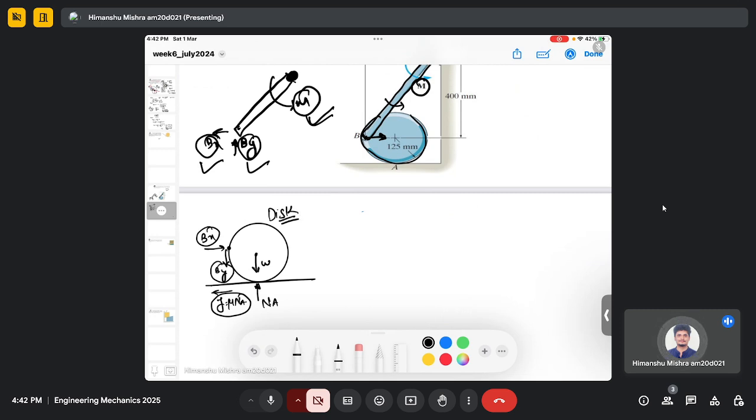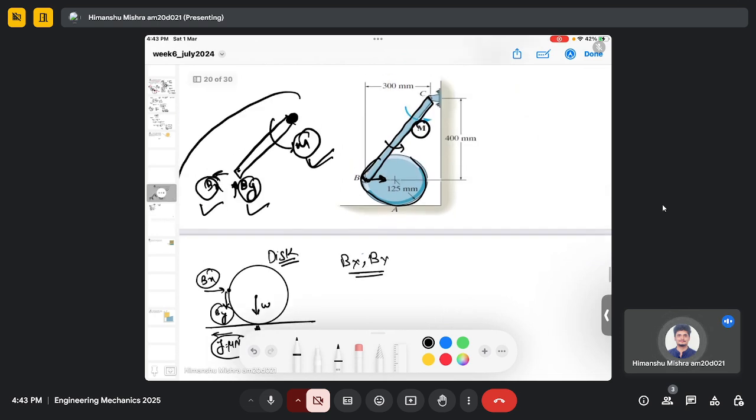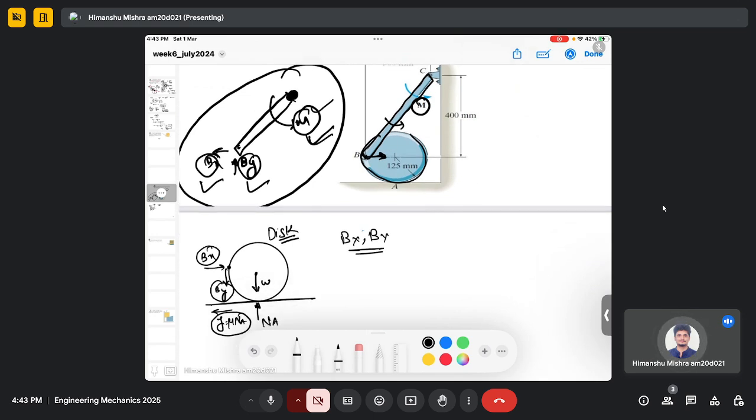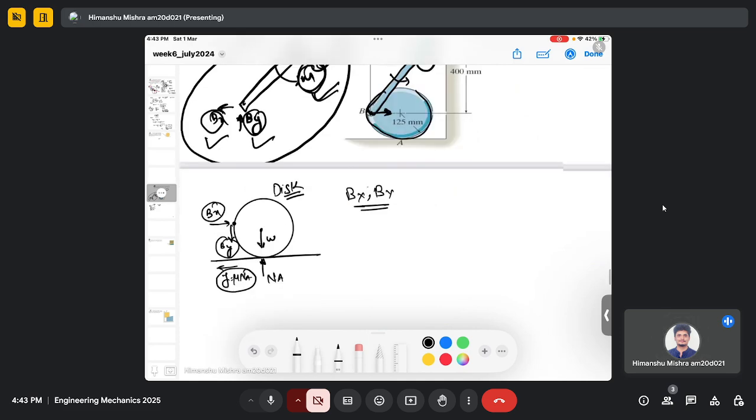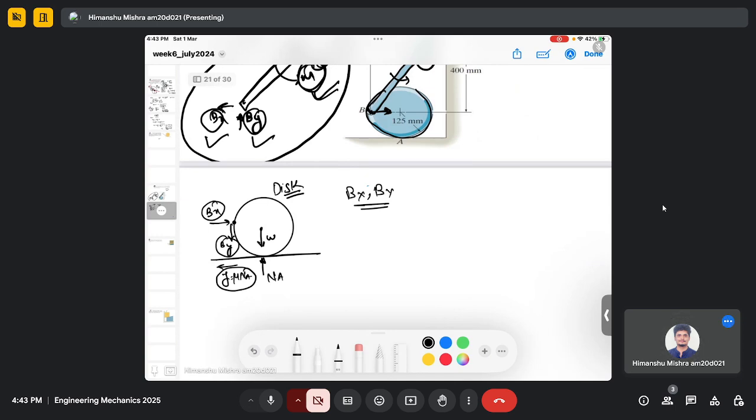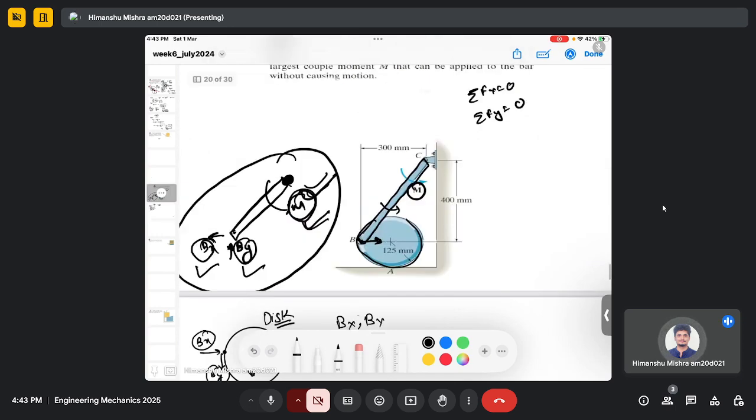So first we consider the disk, and our objective in this problem is to calculate Bx and By, because once we get Bx and By, then we consider a free body diagram of the rod, where we have a moment and these forces Bx and By, and we can use a moment equation directly to calculate this moment. So in this we have mu, which is 0.2.